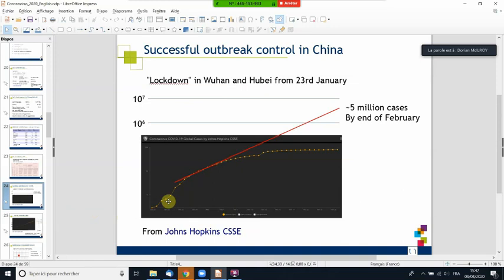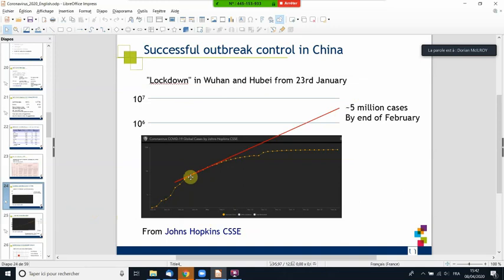And if you've got a straight line on a log scale, that means you've got an exponential increase. So on the 23rd of January, they were in this situation where they had an exponential increase in the number of cases, and if they didn't do anything in Hubei province, or in China, this is the whole of China, they could have had like 5 million cases by the end of February.